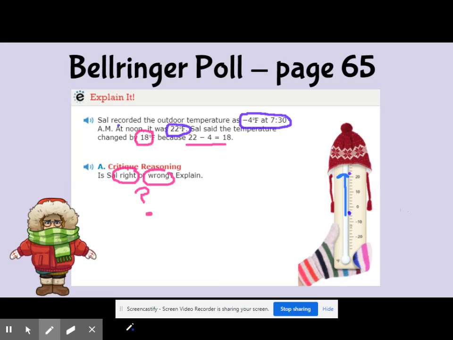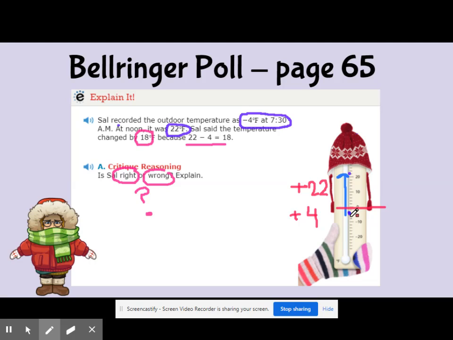So let's see here. 0 is the dividing line between positive and negative. Okay, 0 is neutral land. It's the dividing line. So I went from -4 up to 0. So from -4 up to 0 it rose 4 degrees. Do you guys agree? To go from -4 up to 0, it had to go up those 4 degrees. Then once it was at 0, it went from 0 to a positive 22. So it went up 22 more.